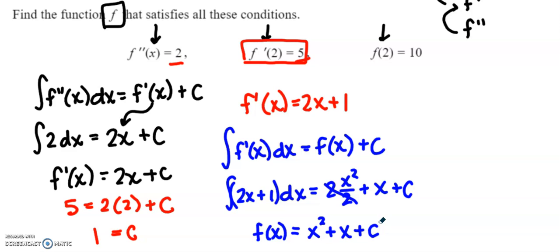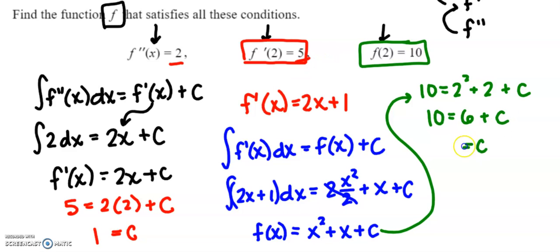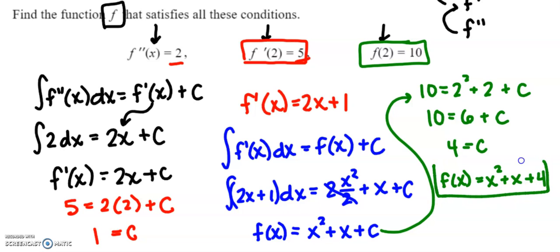Okay? What else do I know about f? I know that f goes through the point 2, 10. So 10 is equal to 2 squared plus 2 plus c. 10 is equal to 6 plus c. C itself is equal to 4, which means that my final f of x is equal to x squared plus x plus 4.